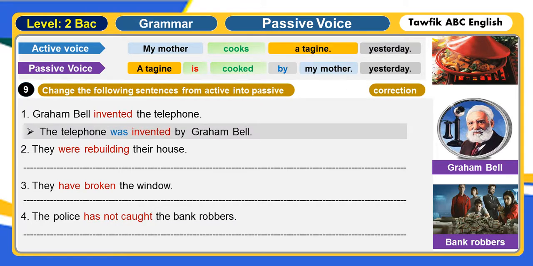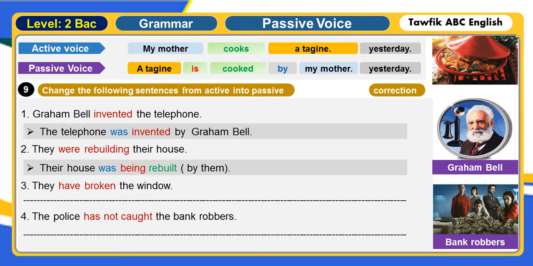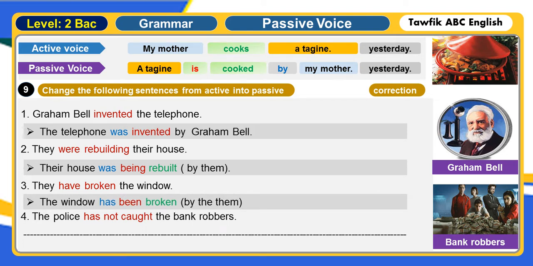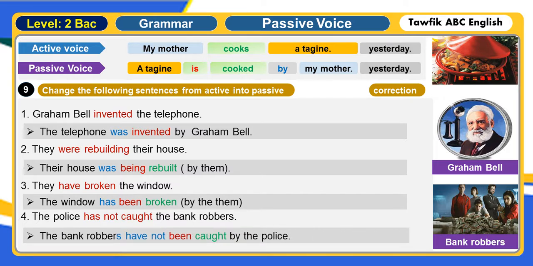Graham Bell invented the telephone. The telephone was invented by Graham Bell. They were rebuilding their house. We start with their house was being rebuilt. By them, it's not important in this case. They have broken the window, so the window has been broken by them. The police has not caught the bank robbers. The bank robbers have not been caught by the police. And they have not been، درنا have لأنه عندي plural bank robbers. Okay, have not been caught by the police. I hope that you have got correct answers. Let's move on to the next.